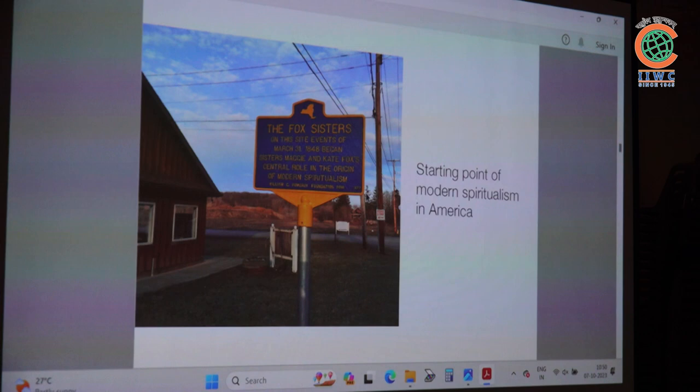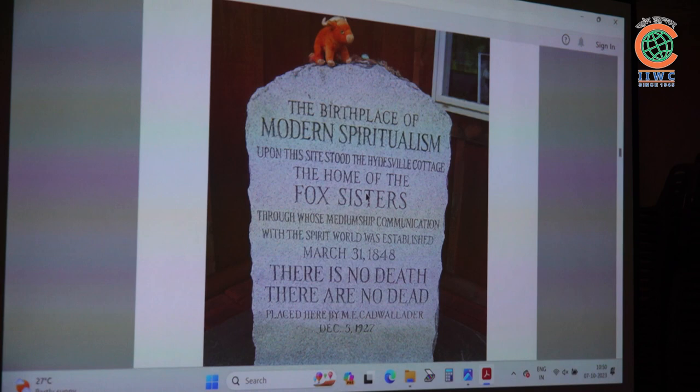So what happened here with the Fox sisters, you can see this. It says the Fox sisters, on the site, events of March 31st, 1848 began, sisters Maggie and Kate and all that. But you must see this. If you see this, you can see the birthplace of modern spiritualism, he says. So upon the site stood the Hydesville cottage, the home of the Fox sisters, through whose mediumship communication with the spirit world was established on March 31st, 1848. So I was born in 1948, almost 100 years later. So through the mediumship, there is no death.